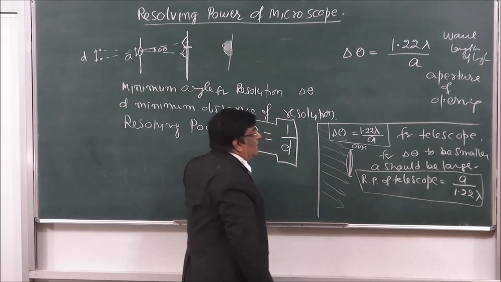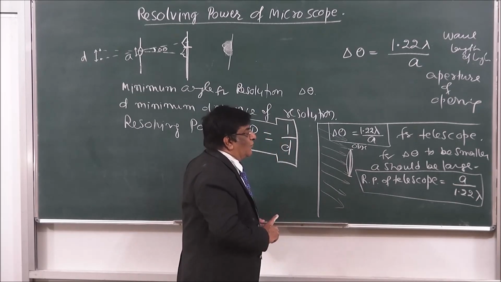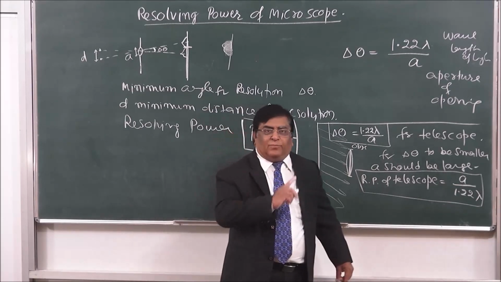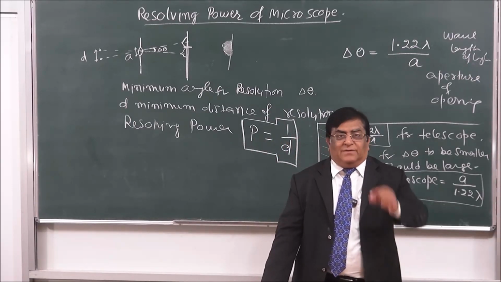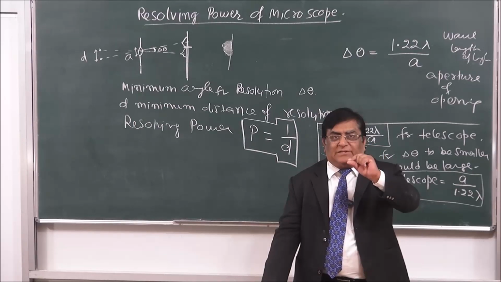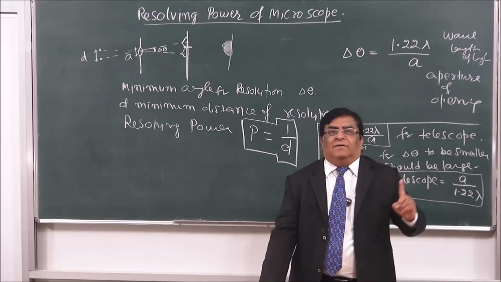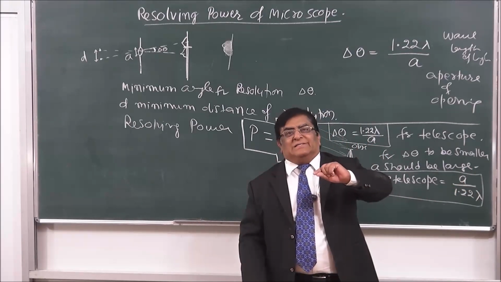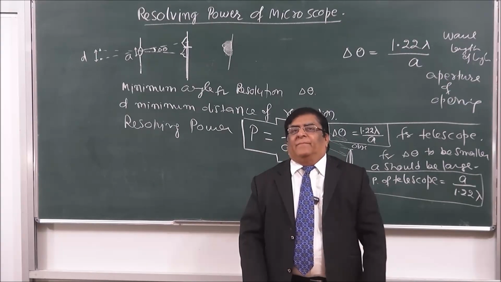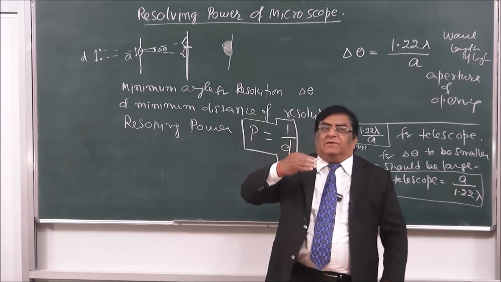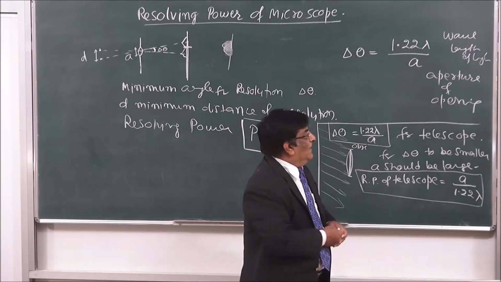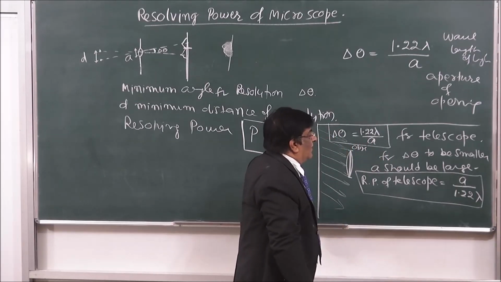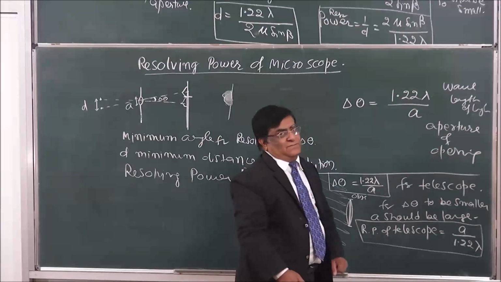So we have seen resolving power of microscope, resolving power of telescope. While microscope, our thrust is to magnify the small thing. What is our thrust? To magnify. In telescope, our thrust is for resolving. Because far off things, we want to resolve more and more so that we can see them separately. So this is resolving power of microscope and telescope.